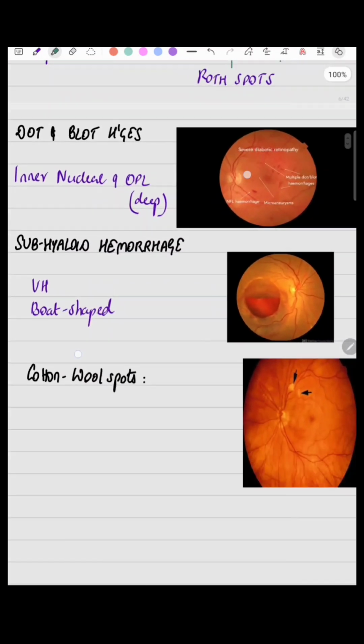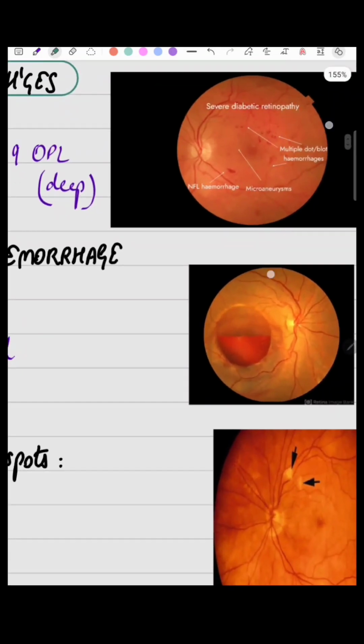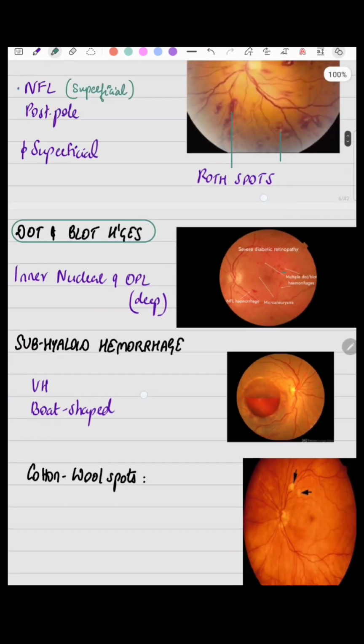Next is dot blot hemorrhages. Dot blot hemorrhages are located in the inner nuclear and the outer plexiform layer, that is, they are in the deeper layer. These are the dot blot hemorrhages. Here you can see multiple dot blot hemorrhages. They take longer to resolve because they are located in the deeper layers.